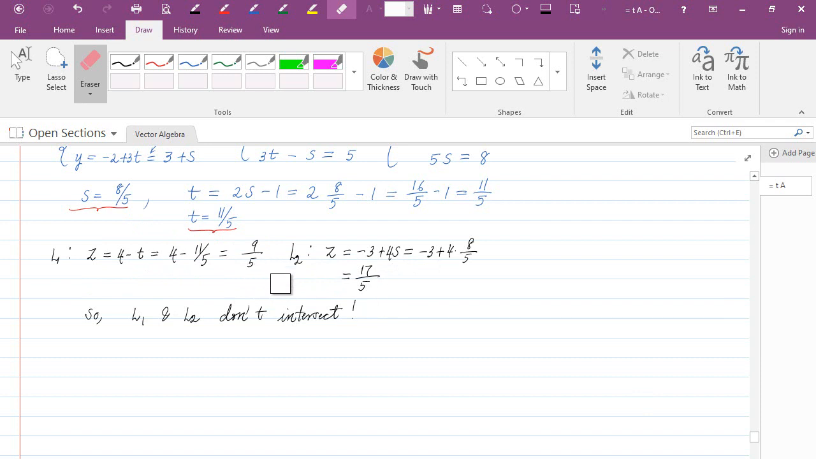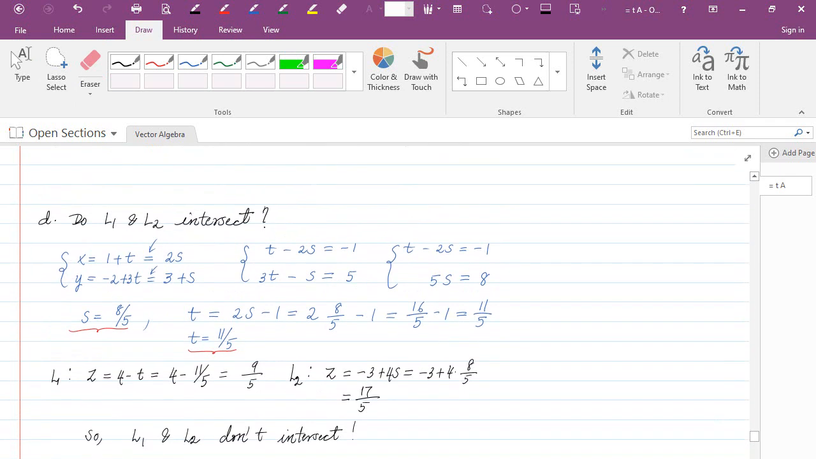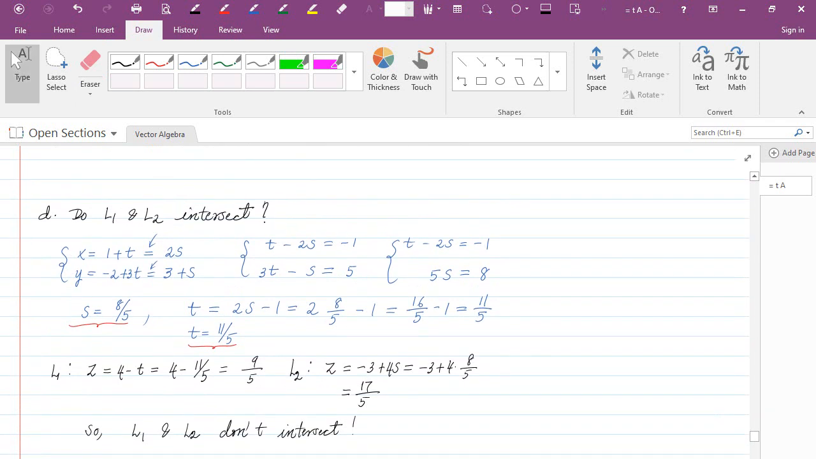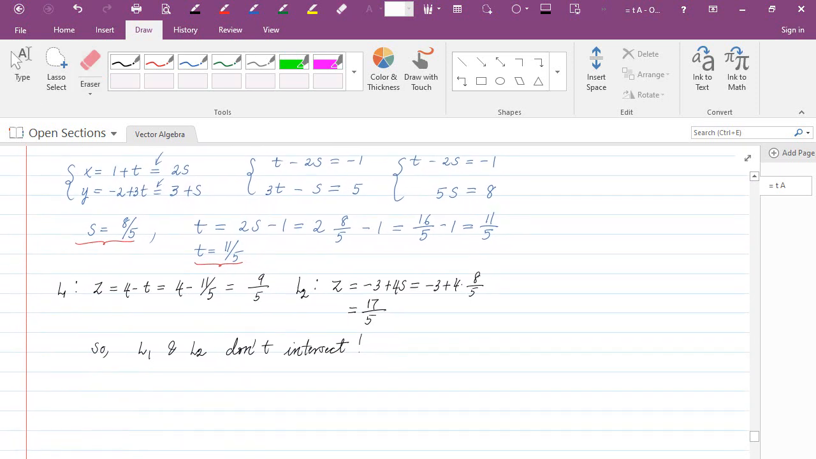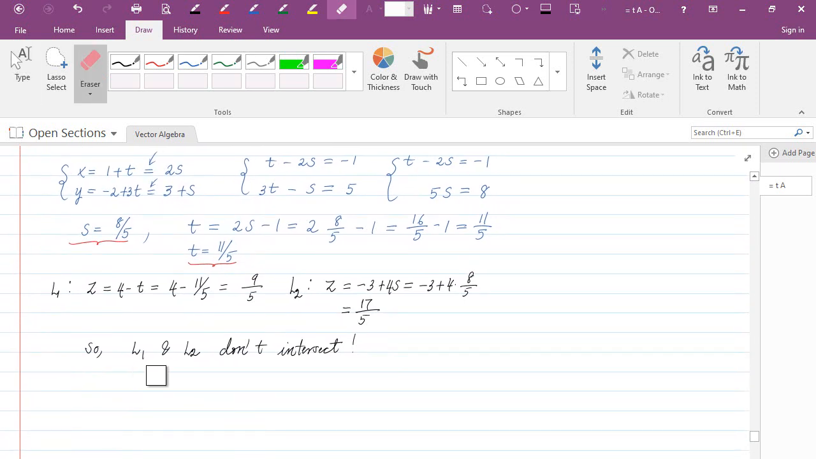Well, the z coordinates don't match. So what are we saying here? We are saying that the only values of s and t for which the x and y coordinates of the two lines match are 8/5 and 11/5. But for these values of s and t, the z coordinates don't match. So as a result, we see that L1 and L2 don't have an intersection.